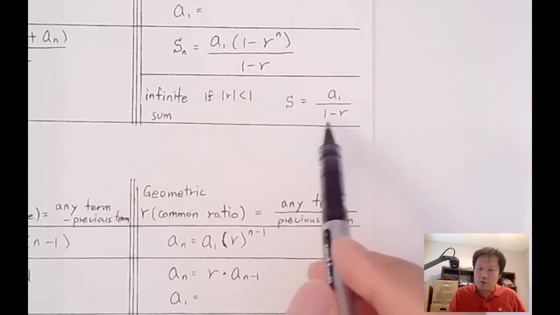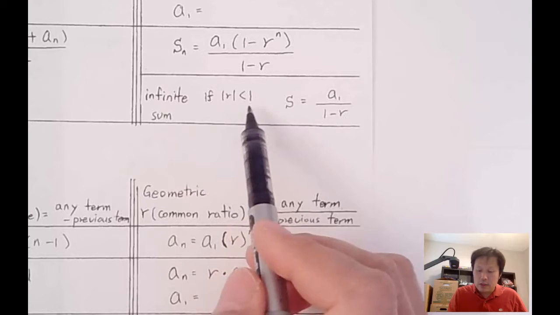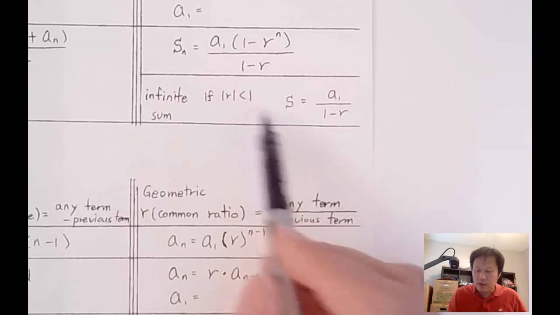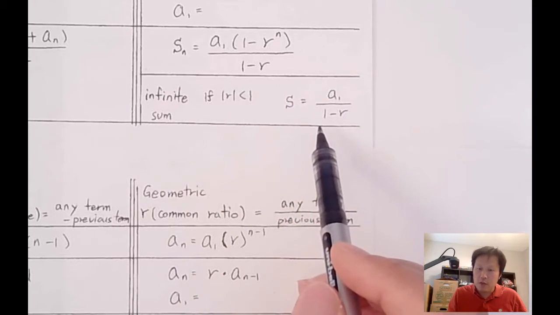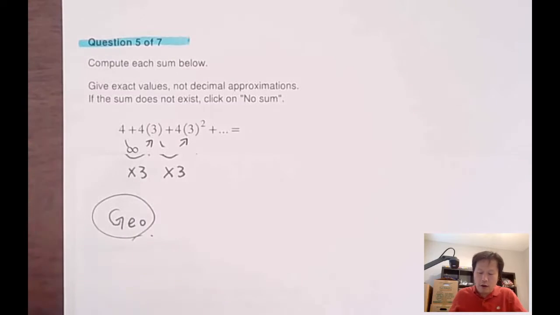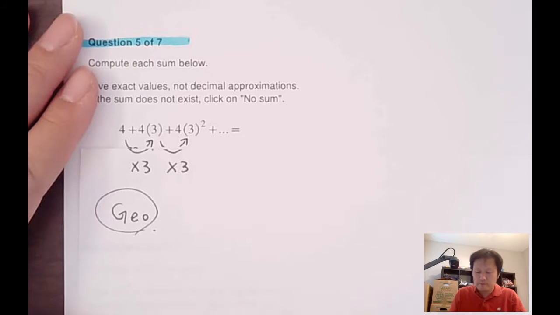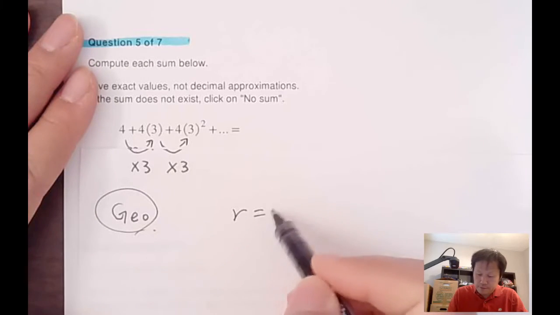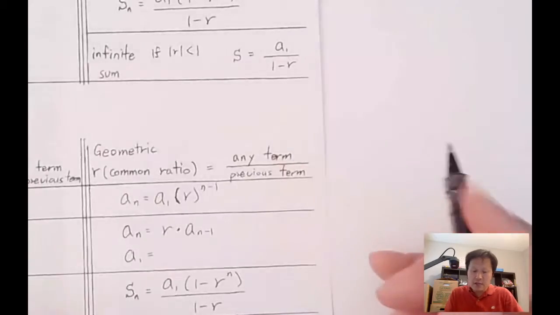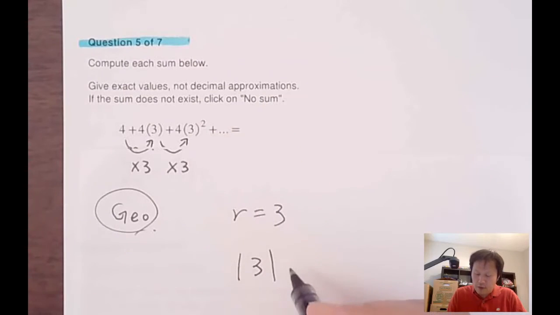Okay, here's a catch. You have to check the condition. If this condition is satisfied, you get to use this formula. You're done. What if this condition is not satisfied? No sum. The r value, we just calculated the r value. The r value was what? The r value was 3. And the condition says the absolute value of r has to be less than 1. The absolute value of r is 3. The absolute value of 3 is 3.